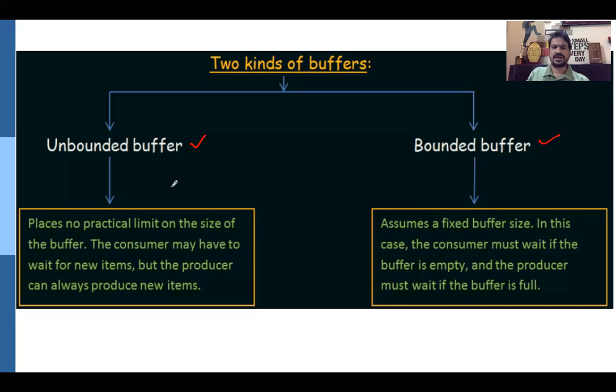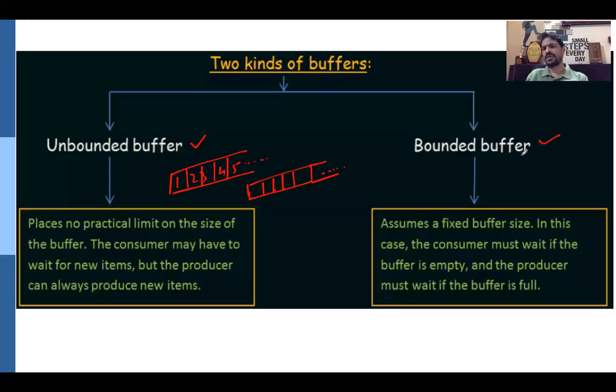So you can see that if the buffer size is endless, the producer keeps on producing values. It doesn't have to stop. But if there is nothing in the buffer, then the consumer has to wait. Even though the size of the buffer is large or infinite, if there is nothing in it, the consumer has to wait, but the producer is never going to wait.